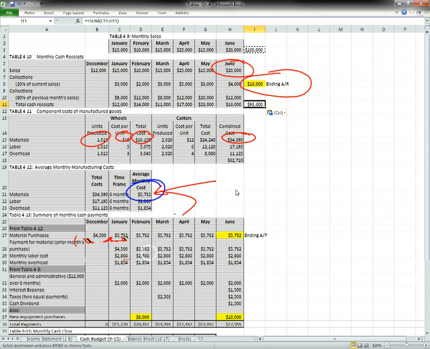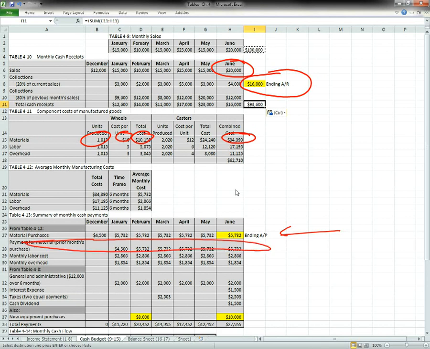So every month we're paying off the previous month's materials purchases, which means at the end of 6 months we're going to have $5,732 in accounts payable left. This line right here represents all the cash flows that we have.